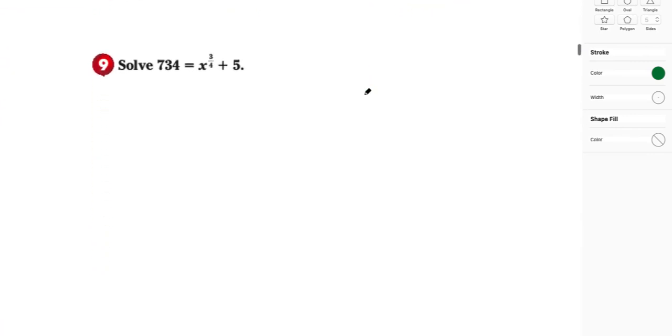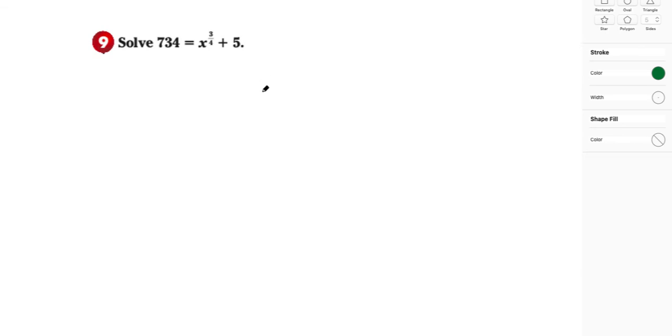All right, final example. Are you guys excited? I hope you are. So our final example is example 9, and we're going to be solving this situation, and it can be fun. So what we'll do is subtract 5 from both sides. We just want to isolate this x term. When we subtract 5 from both sides, we end up with 729 is equal to x to the 3/4 power.